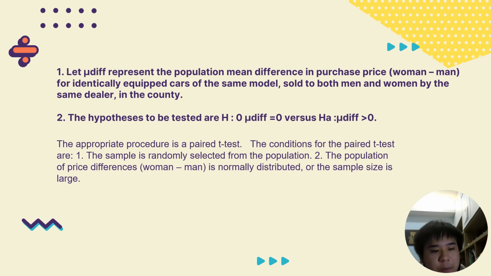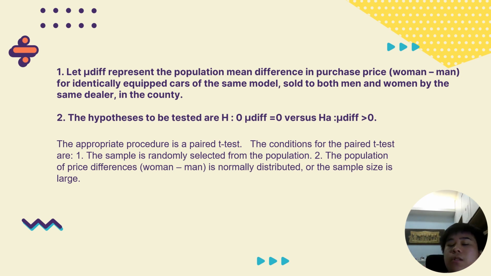First step, let mu difference represent the population mean difference in purchase price, which in this case is women minus men, for identically equipped cars of the same model, sold to both men and women by the same dealer in the same country. Step 2, the hypotheses to be tested: H0 is mu difference equals 0, versus your alternate hypothesis, where mu difference is greater than 0.